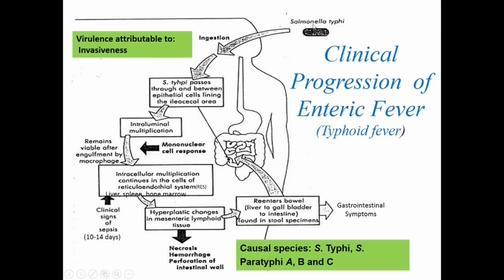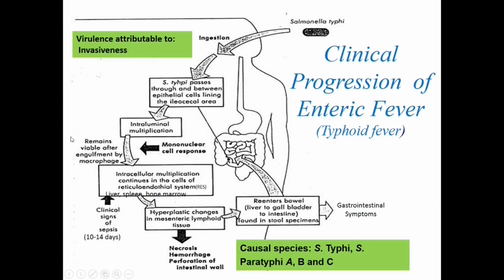Okay, now coming to the clinical progression and the virulence and invasiveness of the disease. Okay, Salmonella typhi is ingested. The route of infection is orofaecal, you all know. Okay, as a person ingests the Salmonella typhi, the bacteria will pass through and between the epithelial cells lining the ileocecal area. Okay, there within the intraluminal space, it will multiply. Okay, and here is where the immune cells will react. Mononuclear cell response will be here.